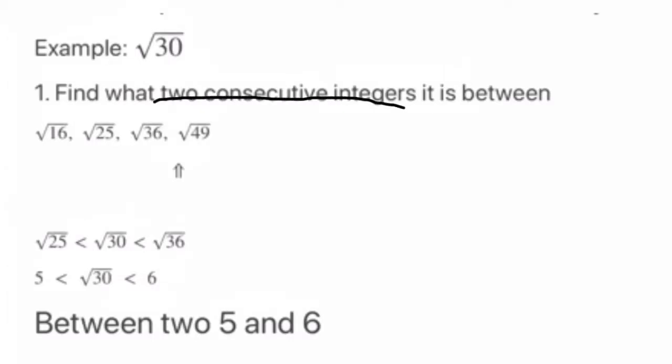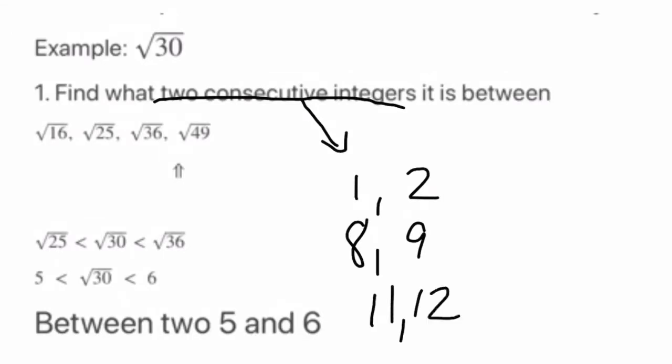integers. This is kind of a word that we're probably not used to hearing. Consecutive integers or consecutive numbers are numbers that come one right after the other. So 1 and 2, or 8 and 9, or 11 and 12. These are all consecutive integers. They're numbers that come one and then the next one right after the other. So we are looking for two consecutive integers that the square root of 30 falls between.